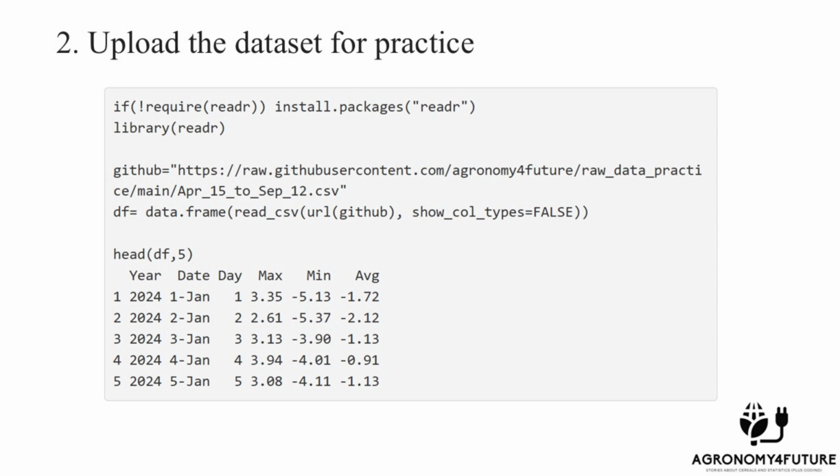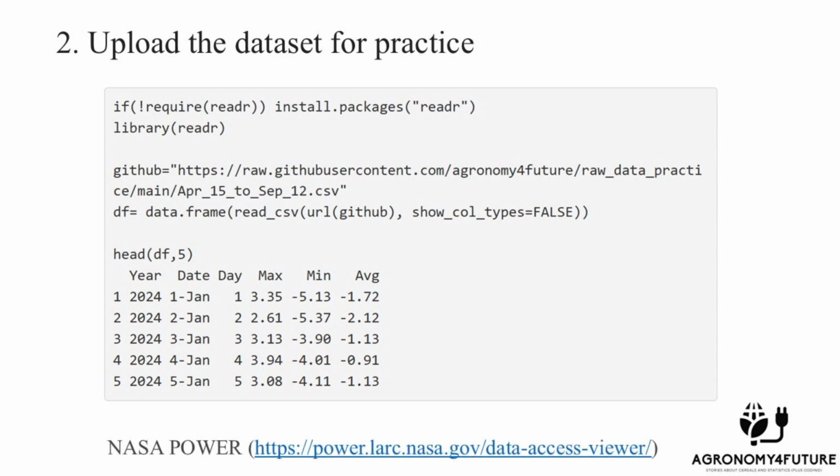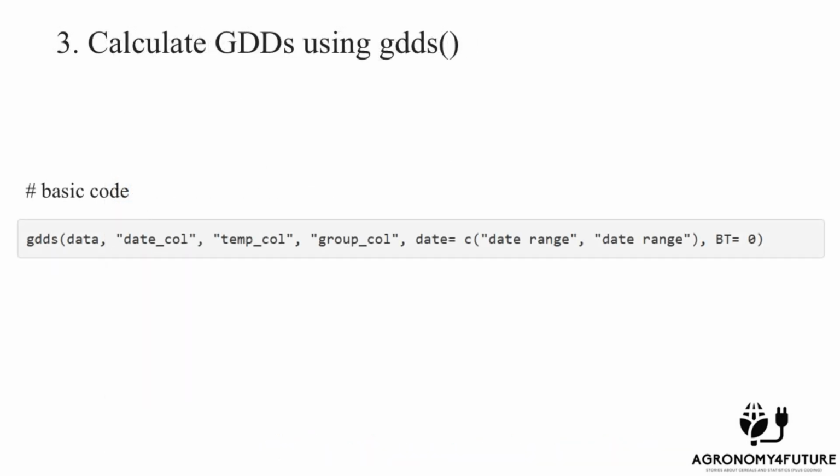This is daily temperature data from the Champaign region in Illinois. I downloaded this data from NASA Power. Let's say I'm growing corn, which was planted on May 20th, 2024, and I want to calculate growing degree days for corn from planting to August 30th, 2024. The basic code is like this.